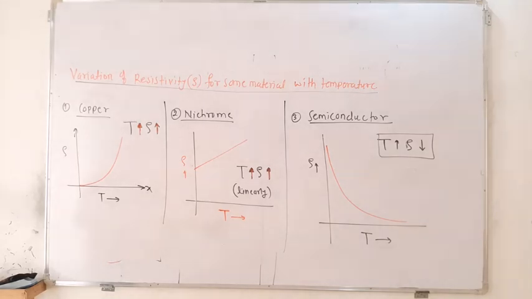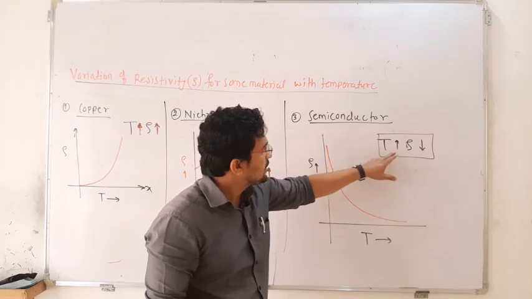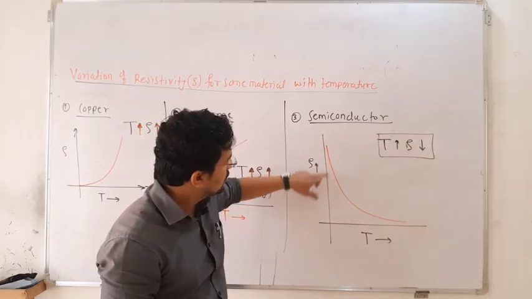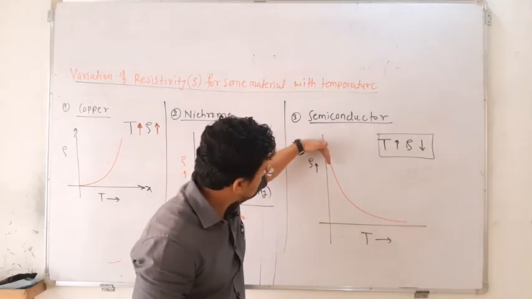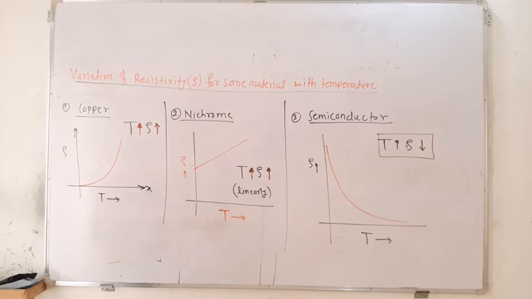Next one you can see here, for the semiconductor. For a semiconductor, as the temperature increases, resistivity goes on decreasing. So remember this graphical representation.